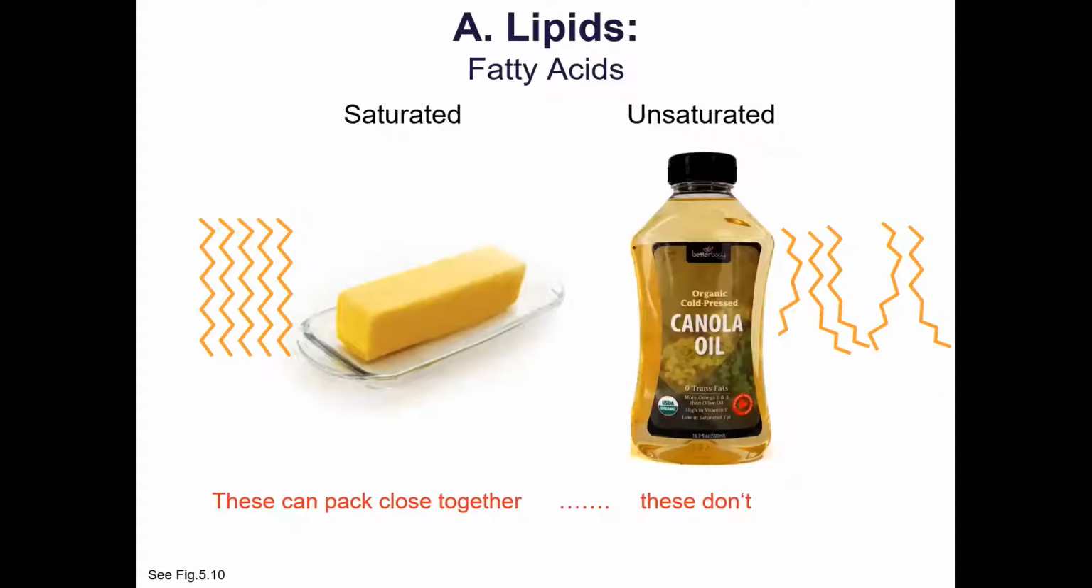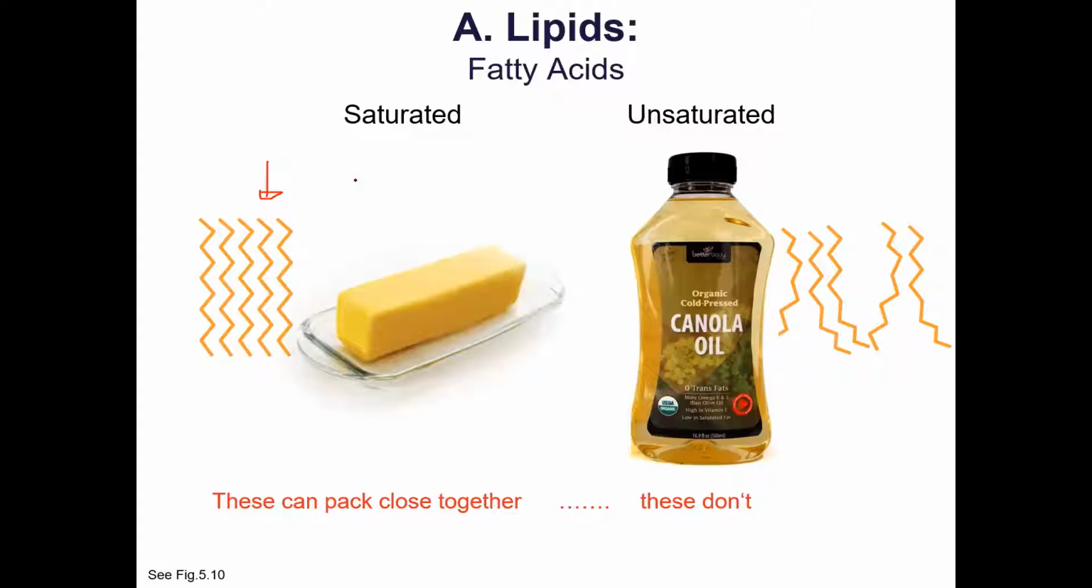Let me show you another picture here. The saturated ones, if you look on the left, these stack really well. And because they stack really well, there's a lot more close London dispersion forces, right? So they can pack a little bit better, and they're often solid at room temperature. So when something's solid at room temperature and it's a food, we call it a fat.